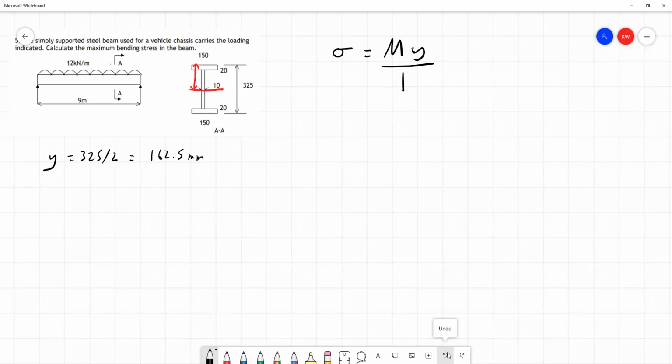It doesn't actually say on the diagram here, but we assume with numbers like this it is millimeters, and we will state clearly in any assessment question. So that's great. We've ticked off y, we know that. M we need to find.